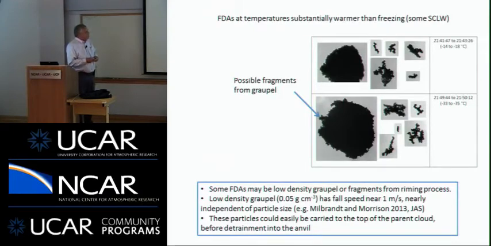So in some sense, there's some suggestion, I think, that some of these frozen drop aggregates may be low-density graupel or fragments from the riming process. These types of things have fall speeds around 1 meter per second, nearly independent of the particle size, and are easily the kind of particles that could be transported to the top of the anvil as well. So I think there are probably two mechanisms to look at further that are creating the particles that are there.